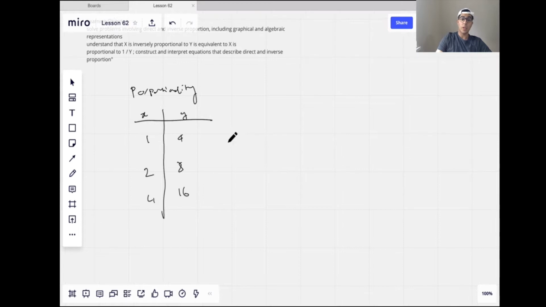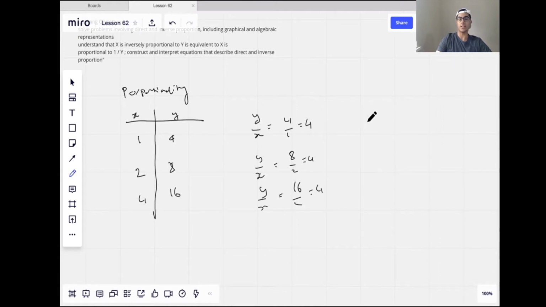And if we look at the ratio between y and x, y over x is equal to 4 divided by 1, which is 4. Here it's equal to 8 divided by 2, which is also 4. And in the final case, y over x is 16 divided by 4, which is also 4. As we can see, the ratio between y and x, i.e. y over x, is always the same. It's always 4.